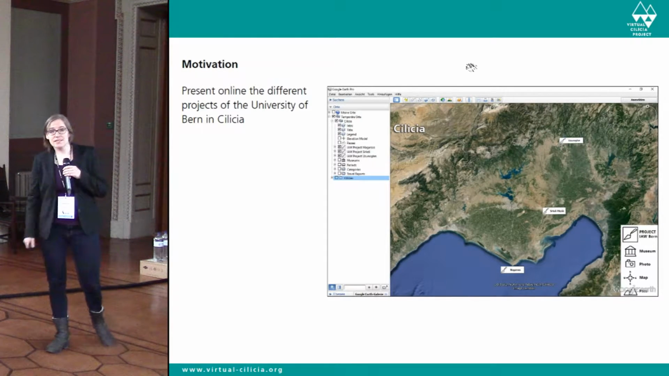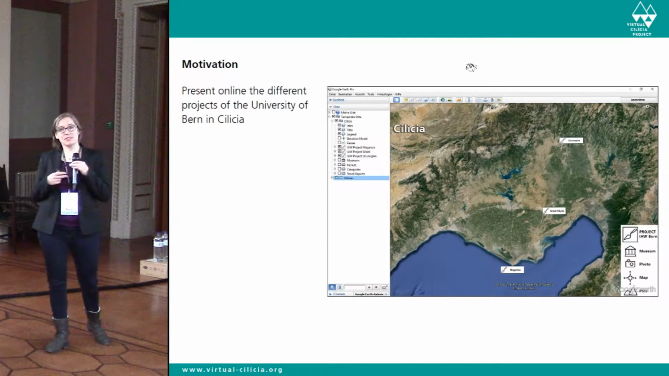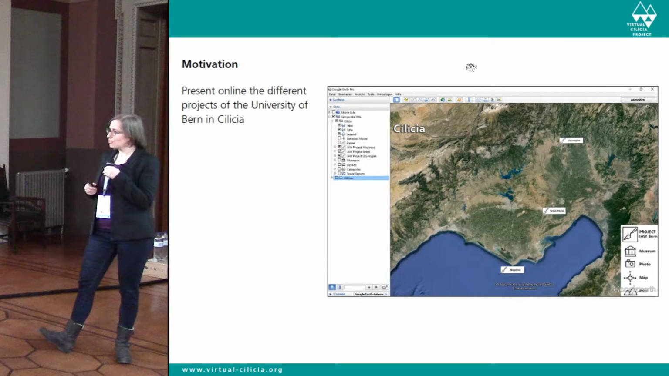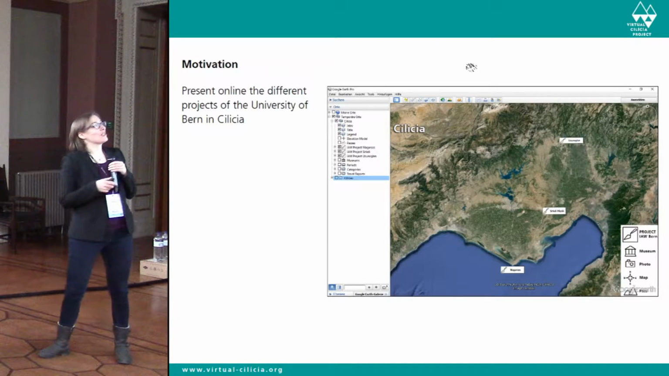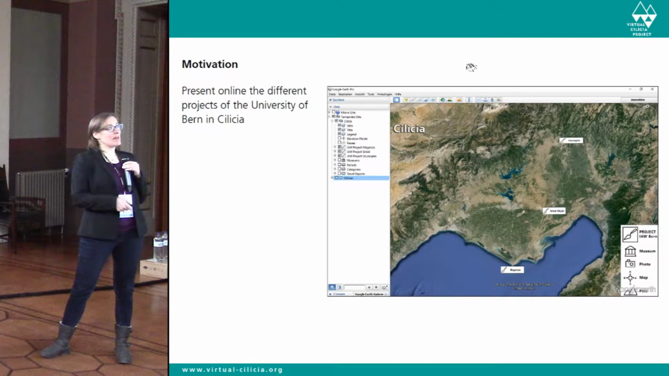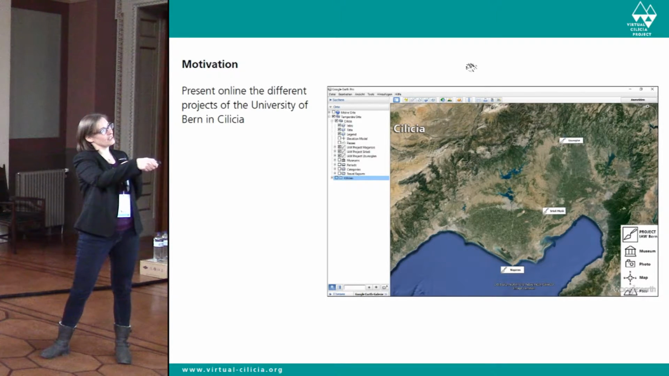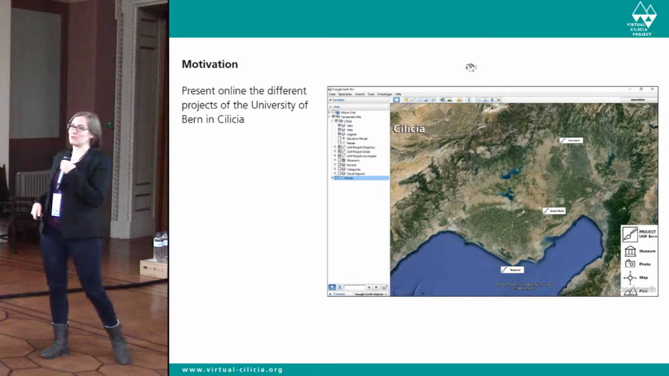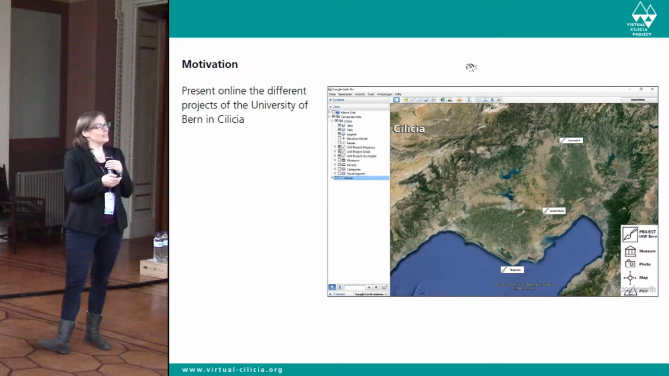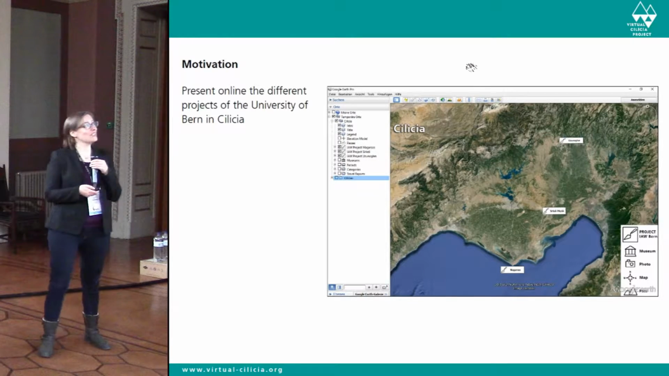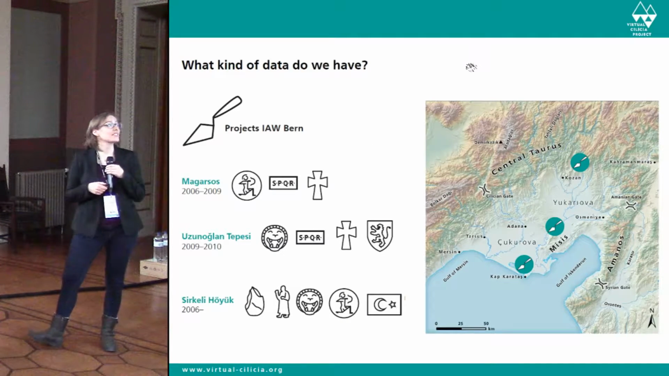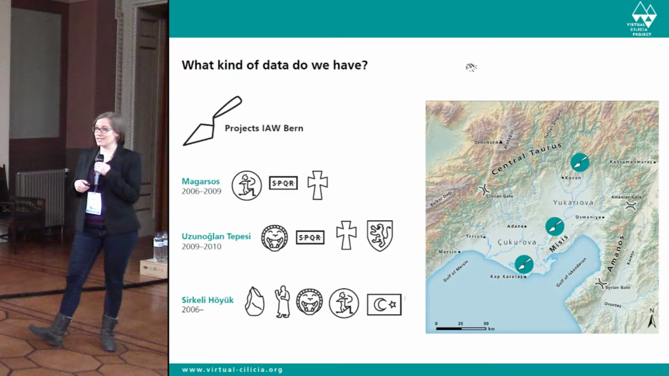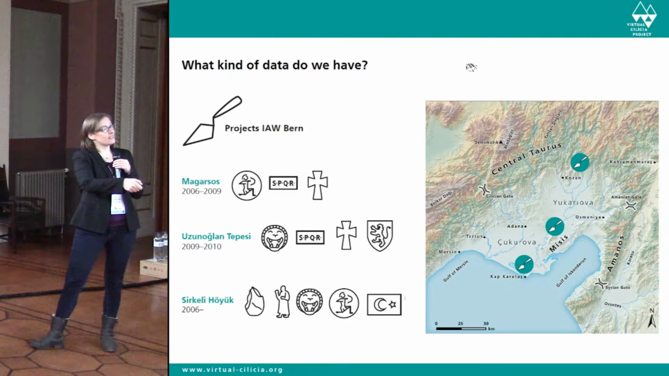The motivation originally was to present online the different projects from the University of Bern in a virtual surrounding with the help of maps, and here you can see these 3 different projects in that region we have been working on and are still working on. So the first project we started is Magasos, that's a Hellenistic settlement at the Karatepe.